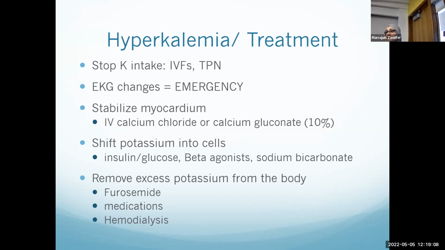Then you're thinking about shifting that potassium into the cells. That's when you give your insulin, glucose, beta agonists really don't work much, and sodium bicarb. So you're doing these things to shift it back inside the cells, and then you want to remove it. So either Lasix or any other loop diuretic, okay? Think about medications, which we'll talk about, or dialysis. You have to remove it out of their body. And medication is really mostly works on the GI system, okay?